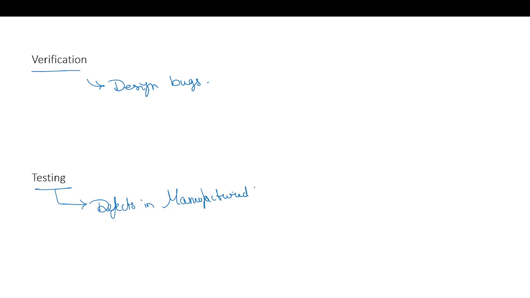Okay, so verification is used to identify the design bugs or any mismatch in the design, and testing is used to identify any defects in the manufacturing step, in the manufactured IC. So the verification step is for the design and the testing is for the manufactured ICs.